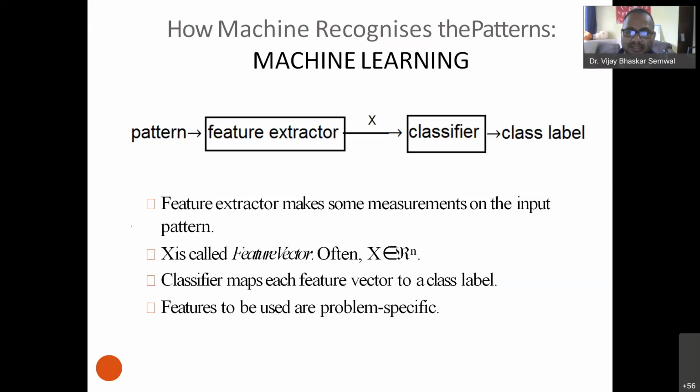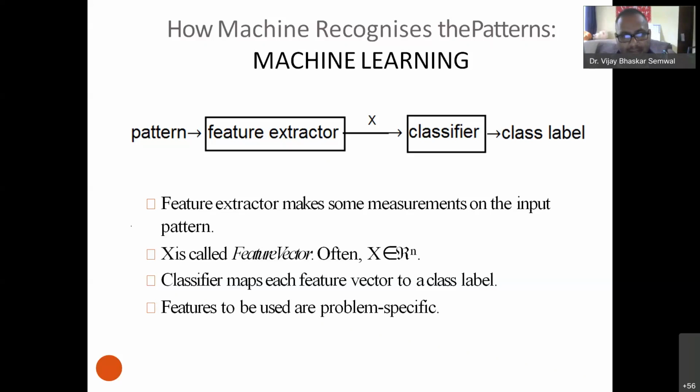Feature extraction is some measurement on the input pattern. It extracts only the relevant features, like for healthy and unhealthy, I'm capturing your BP, your temperature. I'm not capturing the height because height is not relevant to this problem. So the feature extractor is very important.